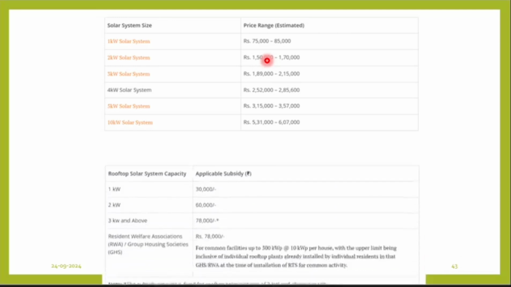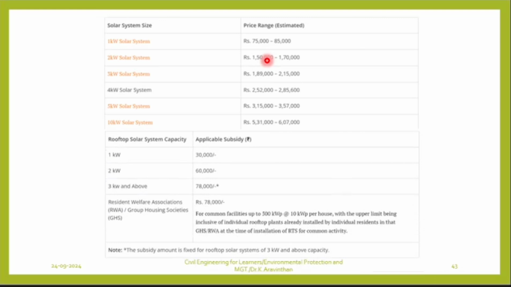How much subsidy is being given by the government? You check here for 2 kilowatt. They give 60,000. Imagine 1,50,000 is the cost. You reduce 60,000, so 90,000 is your cost. The government gives an option for you. What is the primary aim of the subject? Environmental protection and management. Even if you are a taxpayer, if you buy electric vehicles, you have a subsidy. If you buy e-vehicles, you have a subsidy.